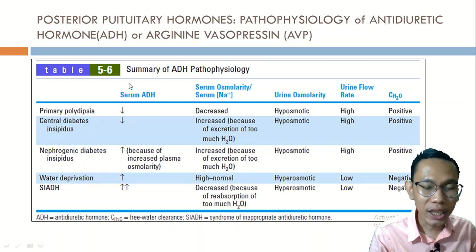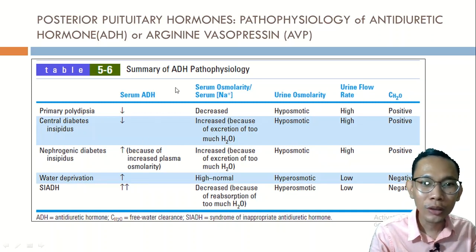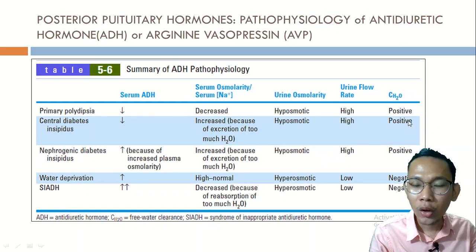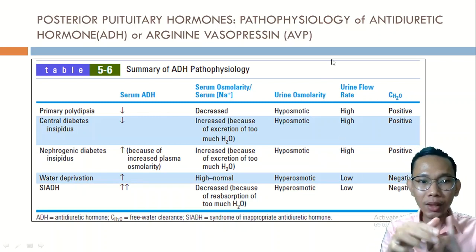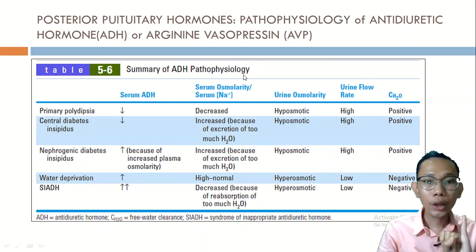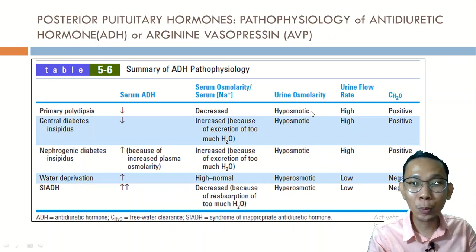The serum ADH, the serum osmolarity, the urine osmolarity. Ito yung tatlong to. Ito lang yung tatlo. These two here I'll just explain how to identify. Basta yung tatlong important test is your serum ADH, your serum osmolarity or your serum sodium, and your urine osmolarity. Serum ADH, ADH level. Serum osmolarity, yung asin na tinatawag natin sa katawan. Urine osmolarity, gaano karaming asin ang napupunta sa ating ihi.